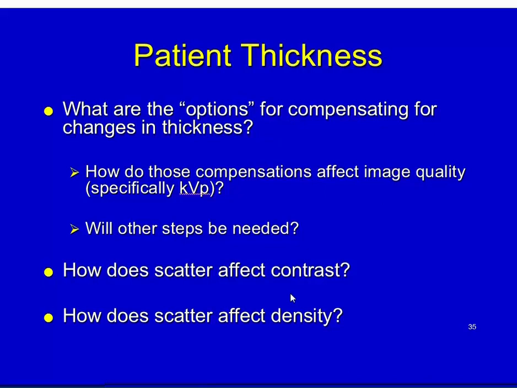But it was an ugly image, even using a grid to clean up some of that scatter radiation. It was a hideous image, but we just couldn't do it with compensation in mass, so we had to use kVp. So there comes a time when you might have to rely on kVp for changes in patient thickness, but most of the time, if you can, you need to use mass.